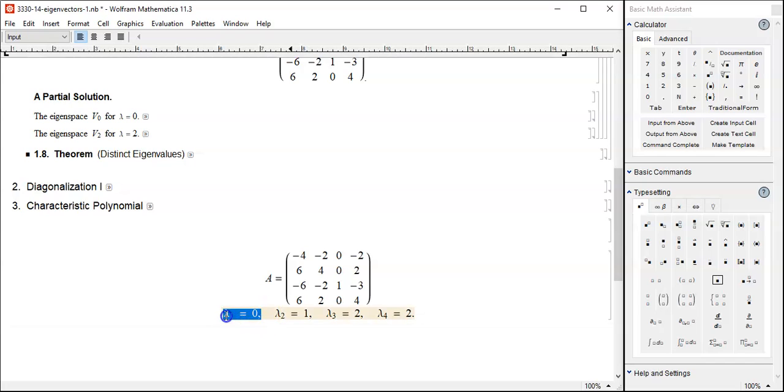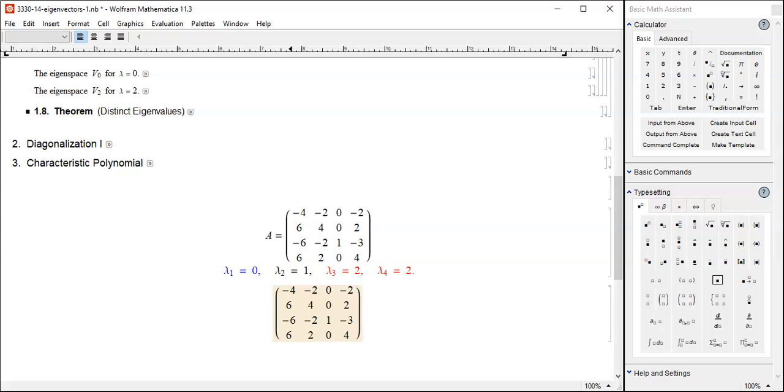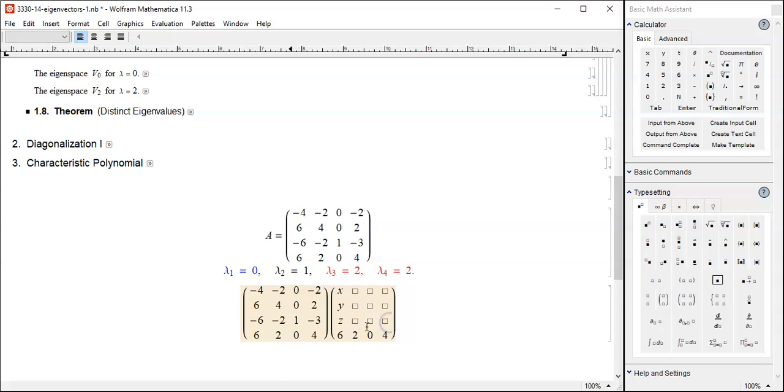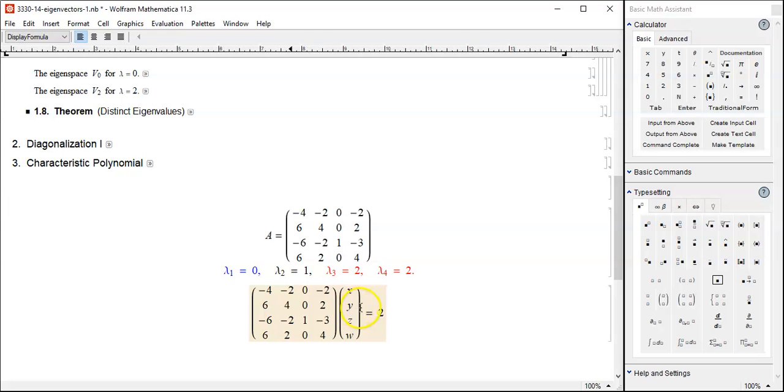Okay, so we are done with this one, and I'm going to leave this to students. Let's do this part. How to do this? We want (x, y, z, w) to be twice of this. That's what we want.